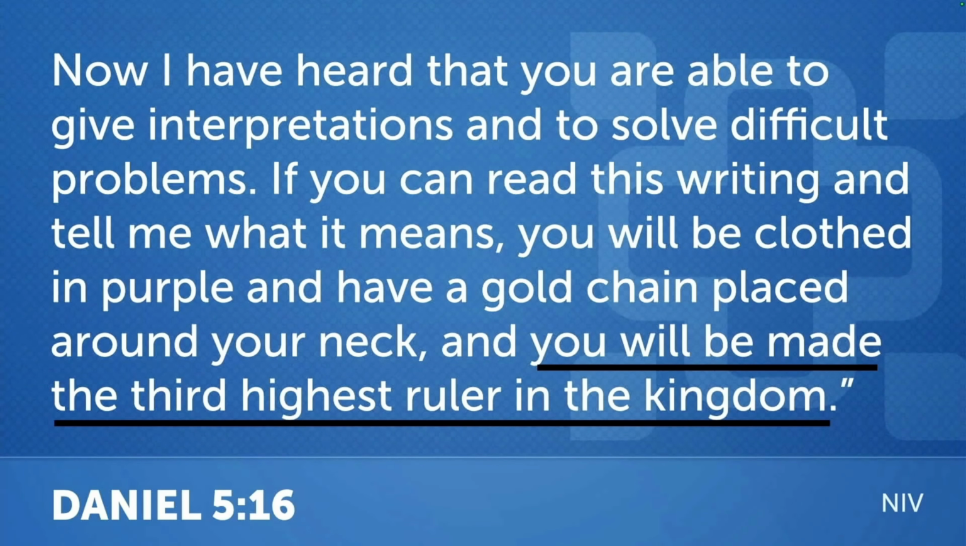Well, that background will help us to make sense of Belshazzar's curious promise in Daniel 5:16 that Daniel will be made the third highest ruler in the kingdom if Daniel can read the writing on the wall. In Daniel 5:16, the king says to Daniel, "Now I've heard that you're able to give interpretations and to solve difficult problems. If you can read this writing and tell me what it means, you'll be clothed in purple and have a gold chain placed around your neck, and you will be made the third highest ruler in the kingdom."